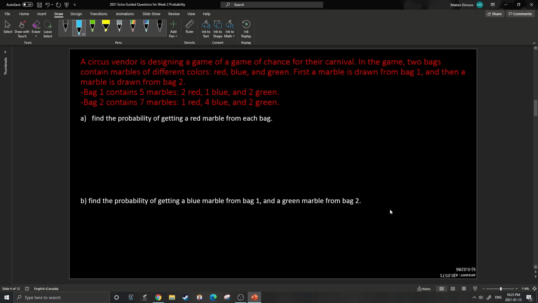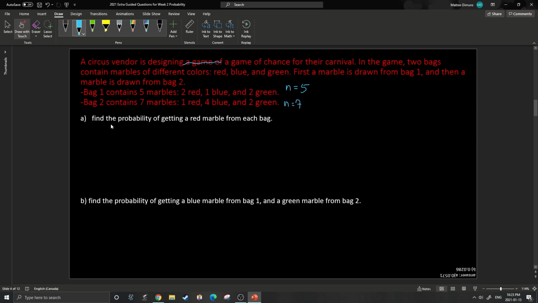A circus vendor is designing a game of chance for their carnival. In the game, 2 bags contain marbles of different colors: red, blue, and green. First a marble is drawn from bag 1, and then a marble is drawn from bag 2. Bag 1 contains 5 marbles, so N for this bag is 5. Bag number 2 has 7 marbles, so N is 7.